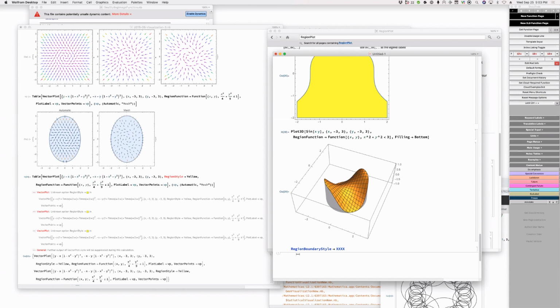How do we feel about the name region filling style? Not terrible. I think I like that. I like that, actually. But what about filling style? Wait a minute, what does filling style do in this case? What does filling style do in a vector plot? Nothing, because there's nothing to fill. So my question is, if the region is the main event, what does filling style do for region plot?